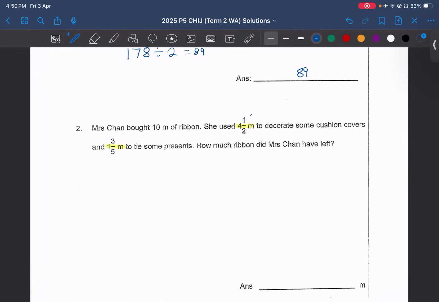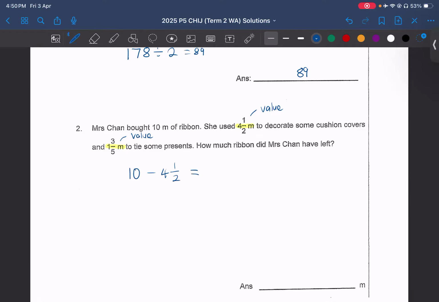Value meaning with the units at the back, like meters, centimeters, etc. So in this case, we know our total at first is 10 meters, and then she used 4.5 meters to decorate some cushion covers. So after using that 4.5 meters, she'll be left with 10 minus 4.5 meters.